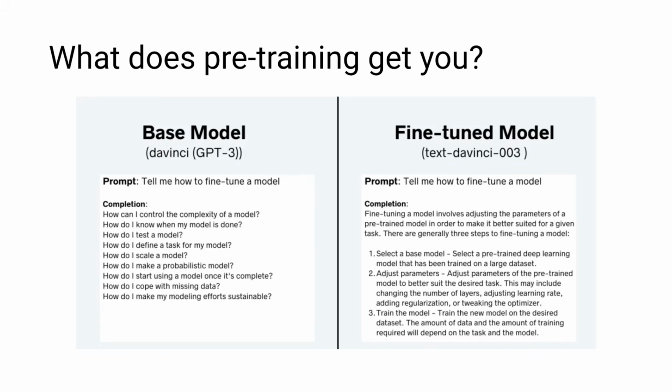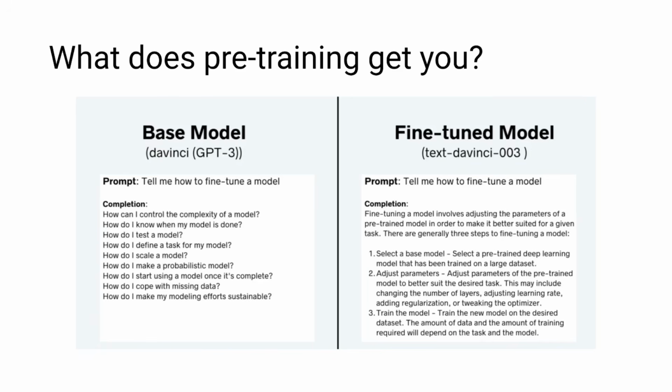If you go to ChatGPT and you ask something like, tell me how to fine-tune a model, it'll answer something like, fine-tuning a model involves adjusting the parameters of the pre-trained model in order to make it better. So it acts as an assistant and answers your question. Whereas if you take the base model, the one that's gone through generative pre-training but no further modifications, and you type in, tell me how to fine-tune a model.